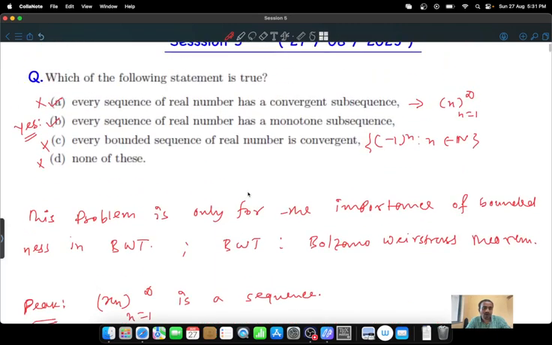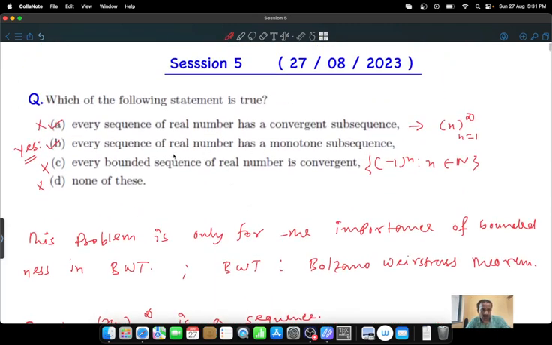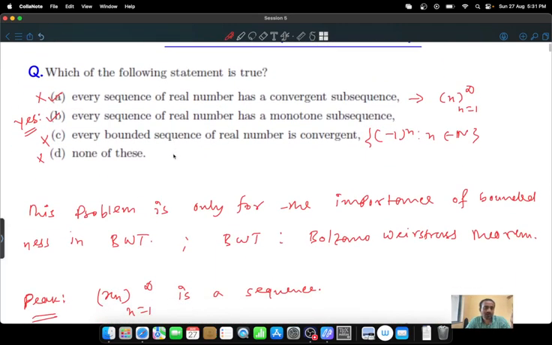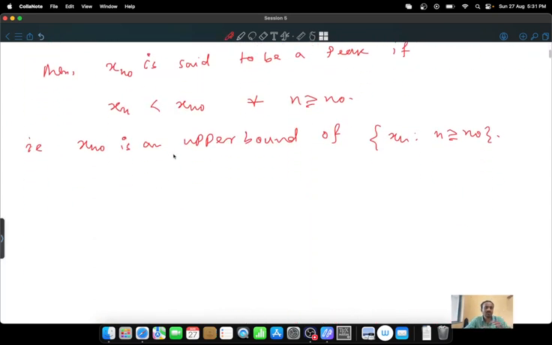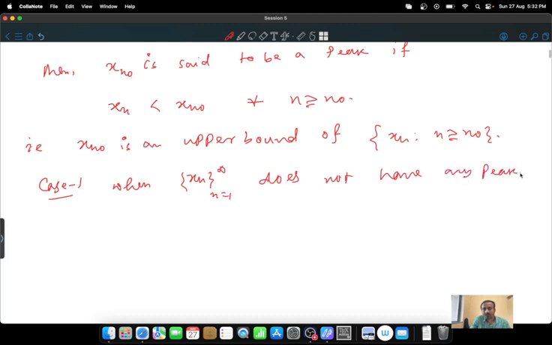So now, in order to construct a monotone subsequence from a given sequence, you consider three cases. Case 1, when x_n does not have any peak. Case 2, when x_n has finitely many peaks.